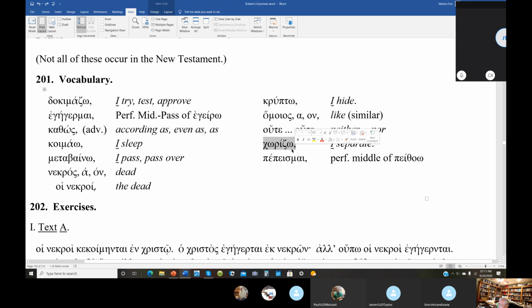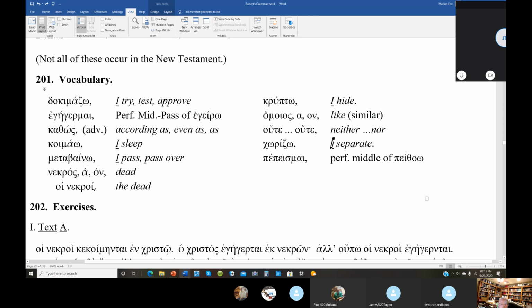Chorizo, a verb form of the word to separate. Okay. I think we had a compound word in the last lesson with chorizo in it, if my memory is right. All right. For separate. We might go back and look, but we're just about out of time.